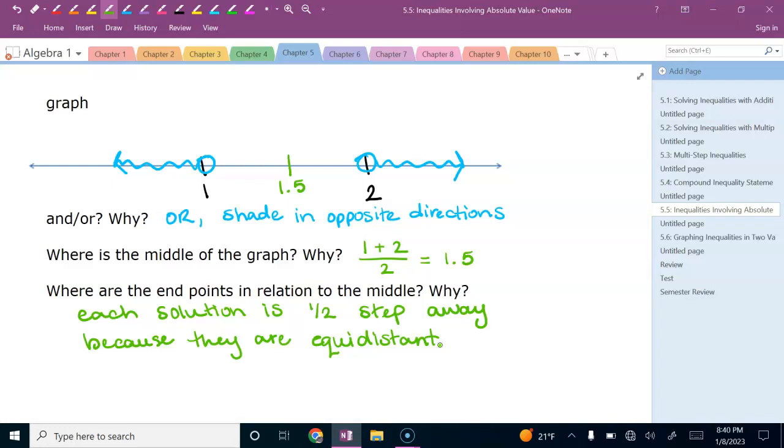So since we're talking about the middle of the graph, the 2 solutions would have the same distance away from the middle of the graph. So it makes sense that they would be considered equidistant because they're going to be the same distance away from that middle part.